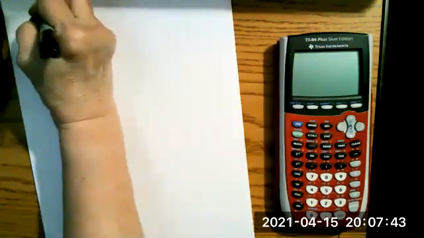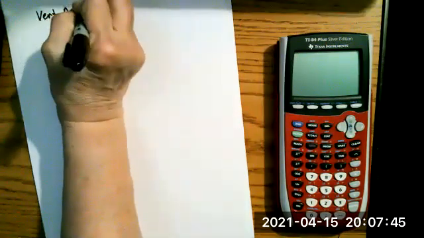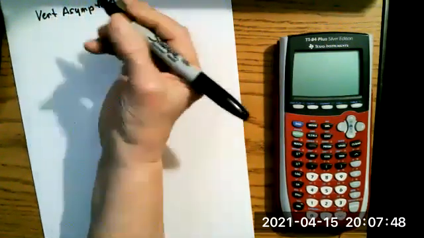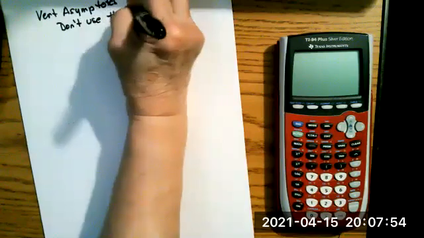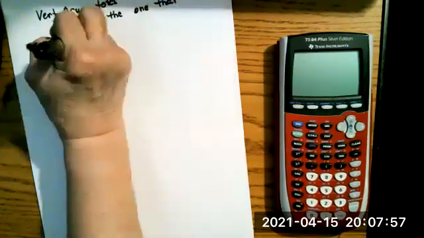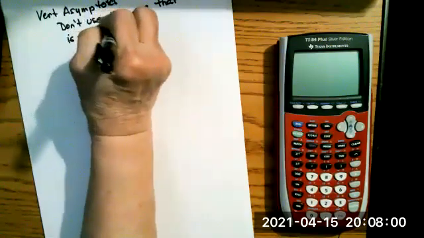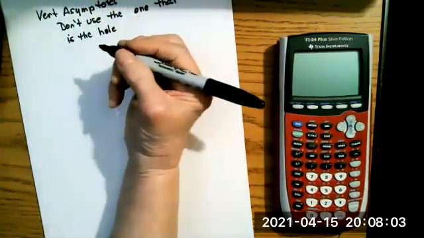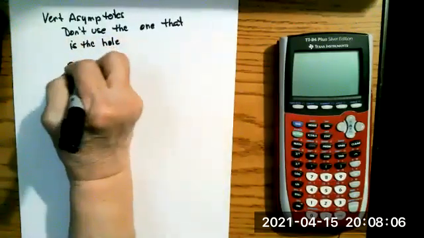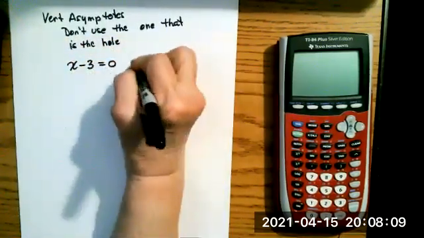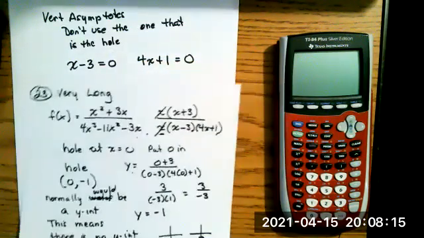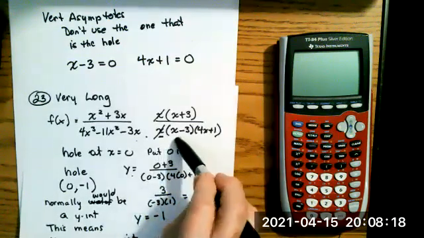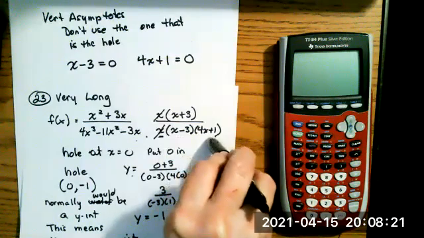Okay. Now then the next thing to do is the vertical asymptotes. This is where you don't use the one that is the hole. It's a hole. It's not a vertical asymptote. Still undefined there, but it's not an asymptote. So you're using x minus 3 and the 4x plus 1. Those two. From over here, we had an x minus 3 and a 4x plus 1. We set those equal to 0.